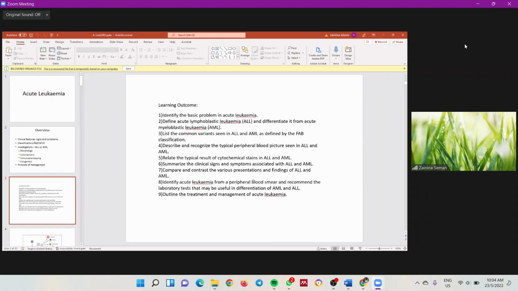These are the learning outcomes which you have received before in your learning outcome books. They consist of about 9 topics that you should be able to answer after we finish this topic.